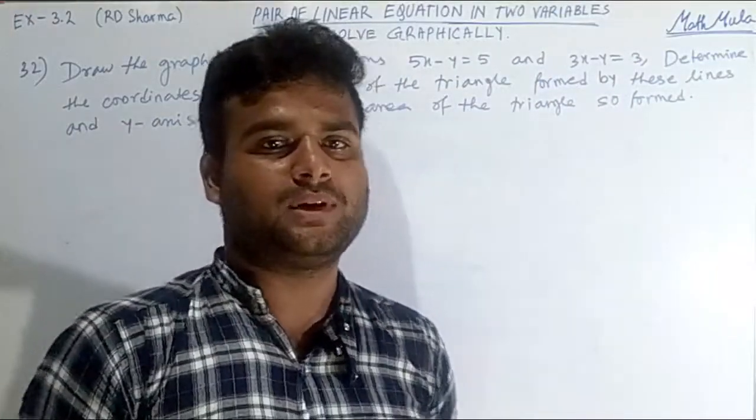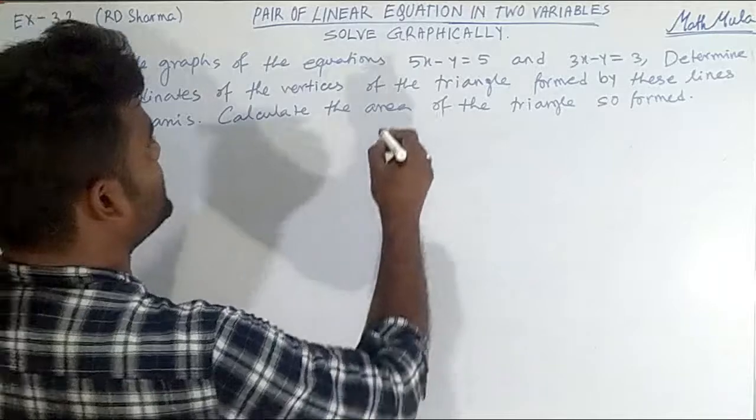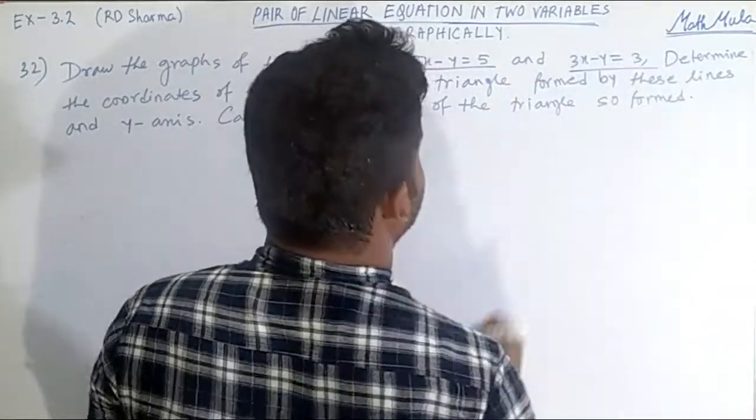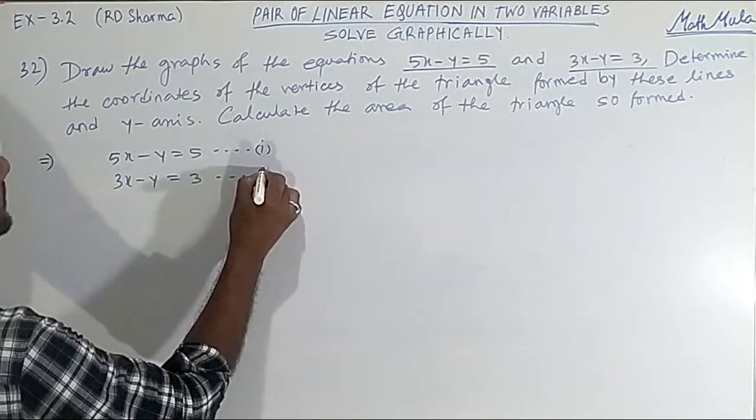Now we solve sum number 32. Draw the graphs of the equations 5x minus y equals 5 and 3x minus y equals 3. Determine the coordinates of the vertices of the triangle formed by these lines and the y-axis. Calculate the area of the triangle so formed. Okay, so the given equations are this and this. Let's solve. Equation 1, equation 2.